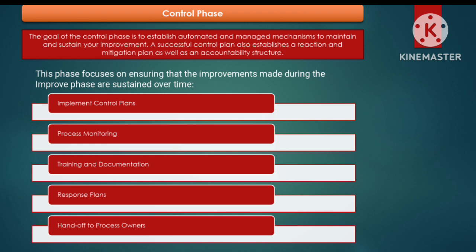That's all about Lean Six Sigma and the DMAIC method.